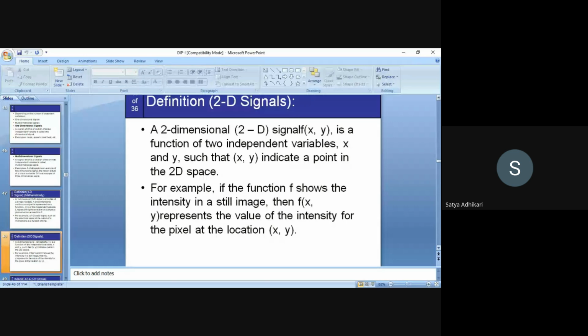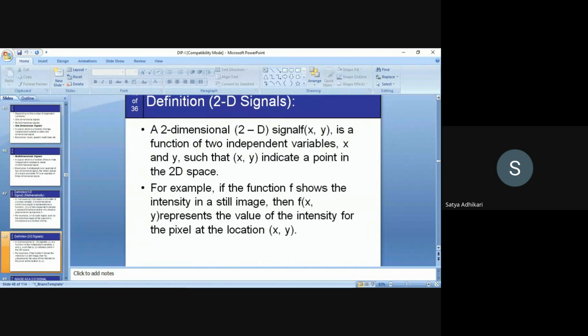f of x y is a function of two independent variables x and y, such that x y indicates the point in 2D. For example, if the function shows the intensity in a still image, f of x y represents the value of intensity for the pixel at location x y. That is why the image we are discussing is a two-dimensional signal. One is x y, another is f of x y.